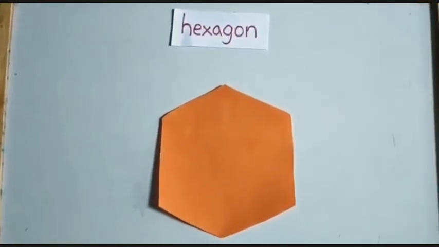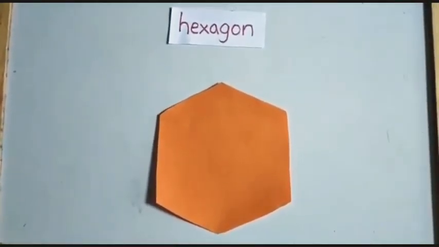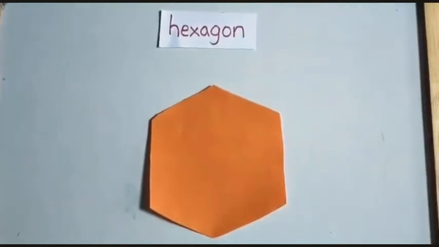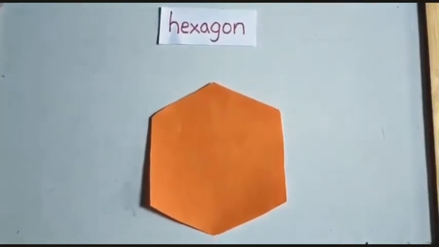Have you seen the honeybee? Yes. The honeybee's house is made up of hexagon shape. Okay children? So now we'll see another shape.